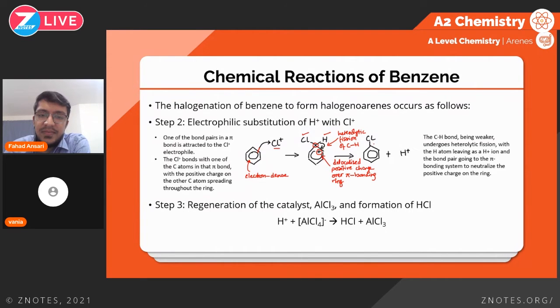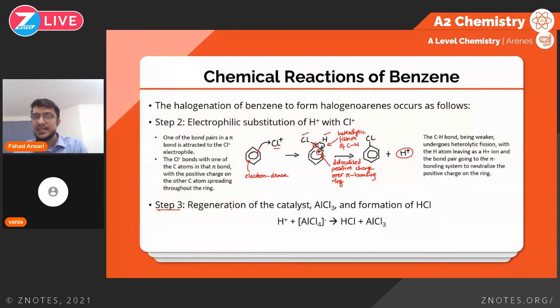And so this hydrogen, because it loses both electrons in the bond pair, is going to leave as an H+. So basically what you've done is replaced an H+ with a Cl+. Both are positive, both are electron deficient, they're both electrophiles. So one electrophile has been substituted for another, so that's your electrophilic substitution, right? That was step two. Now step three is the regeneration of the catalyst. The catalyst does take part in the reaction, but it is regenerated by the end of the reaction.